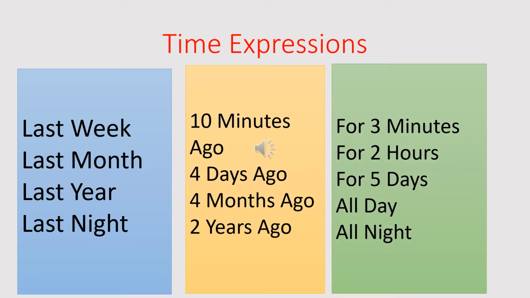Time expressions. Last week, last month, last year, last night. 10 minutes ago, 4 days ago, 4 months ago, 2 years ago. And some more expressions we can use in simple past are for 3 minutes, for 2 hours, for 5 days, all day, all night. By seeing all these expressions, we can conclude that the sentences are in simple past.